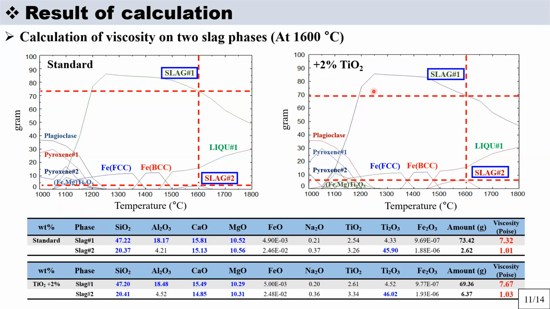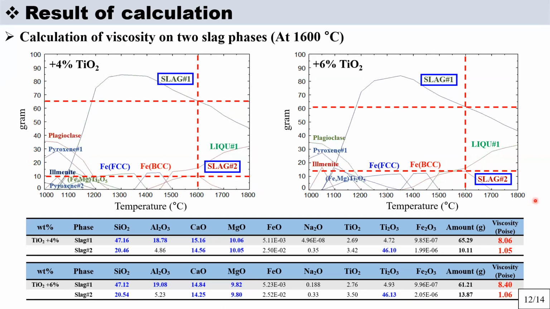In the case of plus 2% of TiO2, the viscosity of slag 1 is slightly increased. On the other hand, slag 2 does not change significantly. And the composition of each slag is similar to standard conditions. In the case of plus 4% and plus 6% of TiO2, the viscosity increased slightly to 8 and 8.4 poise. However, slag 2 is almost constant. The composition of each slag is similar to the previous one.